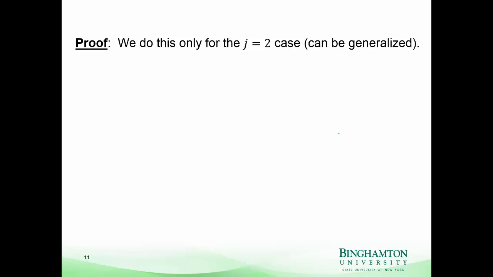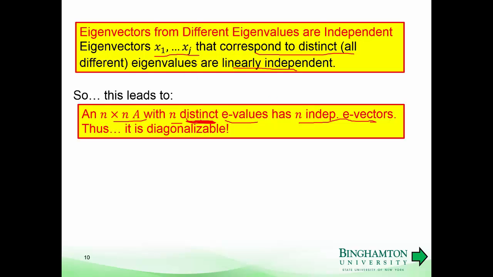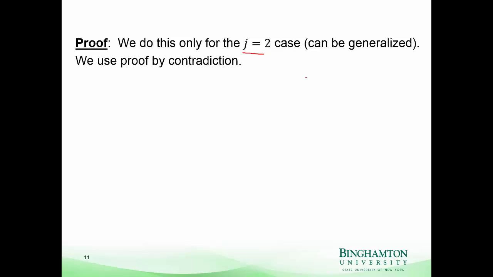So let's prove this. We can't just throw these results out and expect you to believe them, but let's just do it for the j equal to 2 case. So what's j? We're talking about all the eigenvectors that correspond to all the distinct eigenvalues. There may be some repeated eigenvalues, but we're not counting those right now. We're only looking at the distinct ones. The non-distinct repeated ones, separate story. And so let's just look at the j equal to 2 case, and we can easily generalize this.